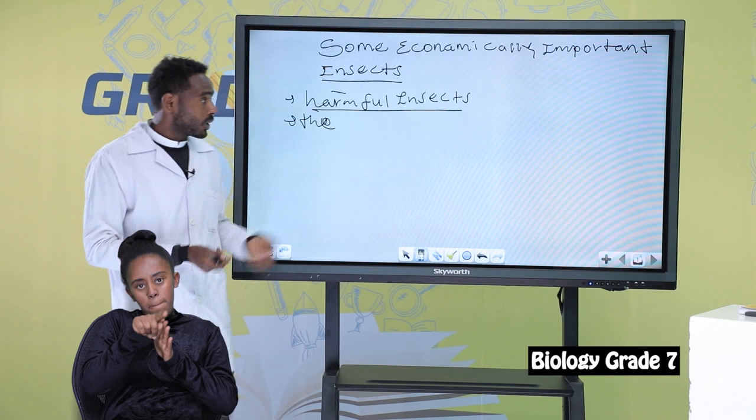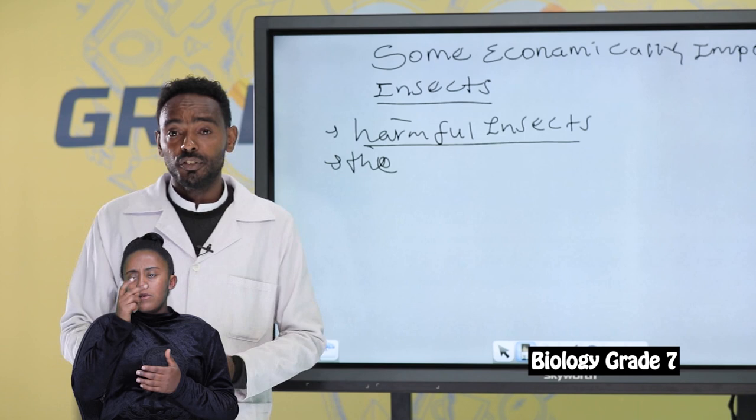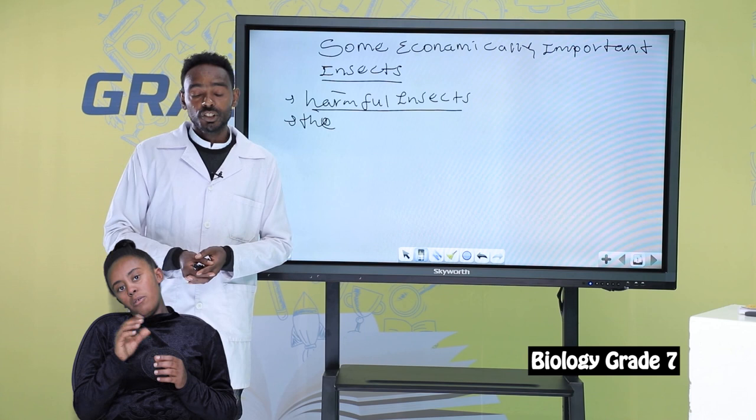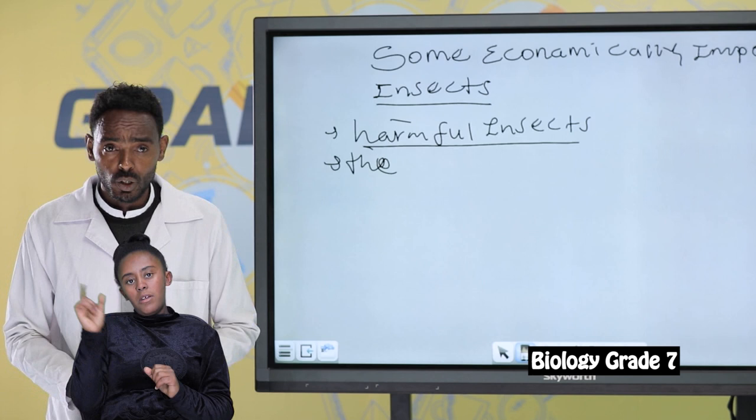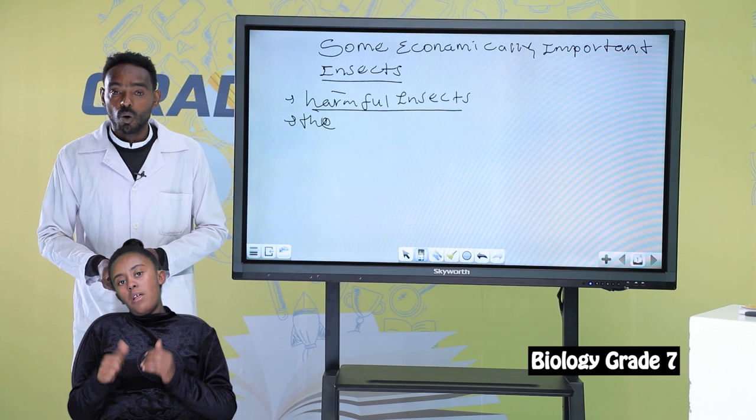And the another one is the female anopheles mosquito. The female anopheles mosquito is a type of insect which causes disease in humans. They are a vector of plasmodium, the cause of the disease called malaria. The another one is the housefly. Housefly is also a vector for germs which cause gastrointestinal disease. And another harmful aspect of insects is destroying or damaging crops.